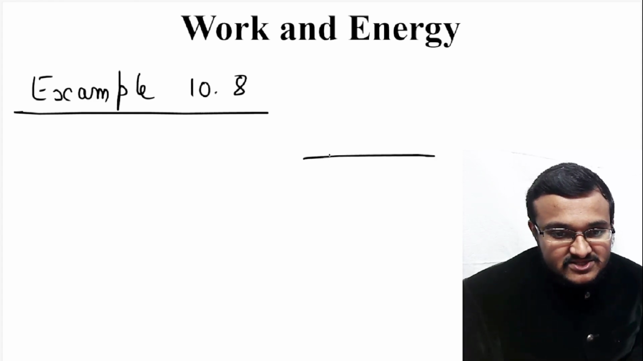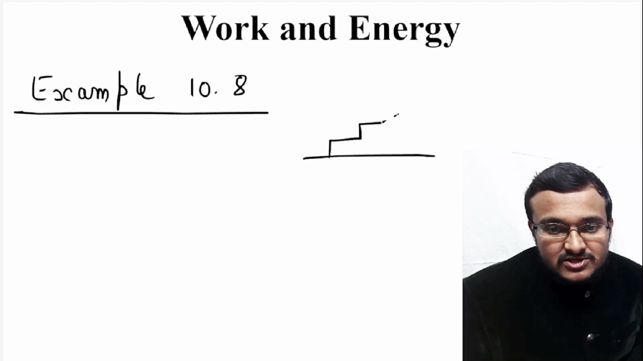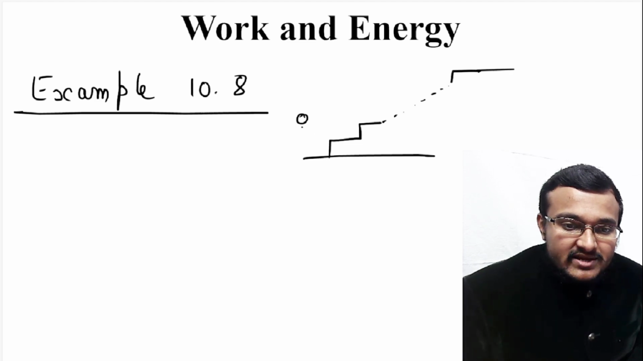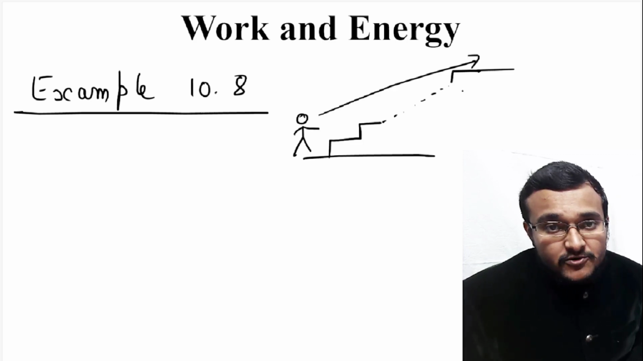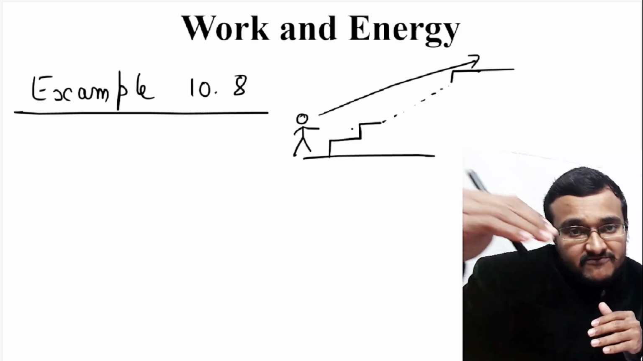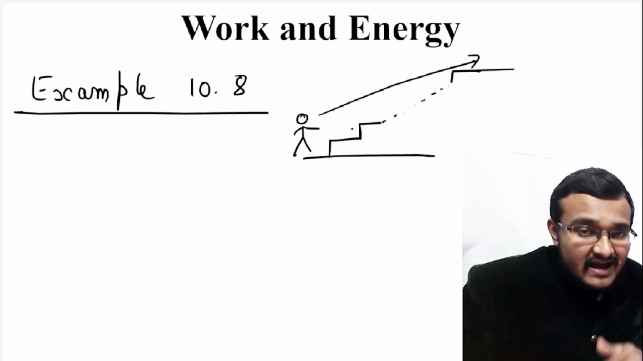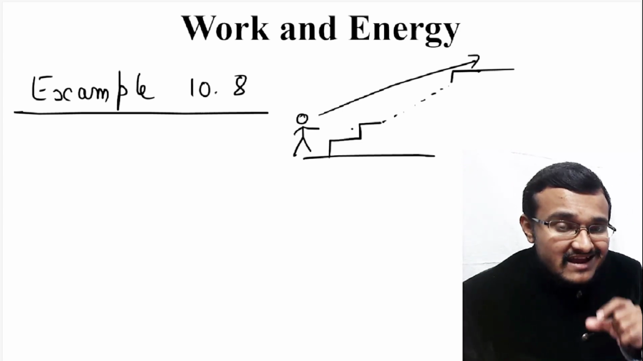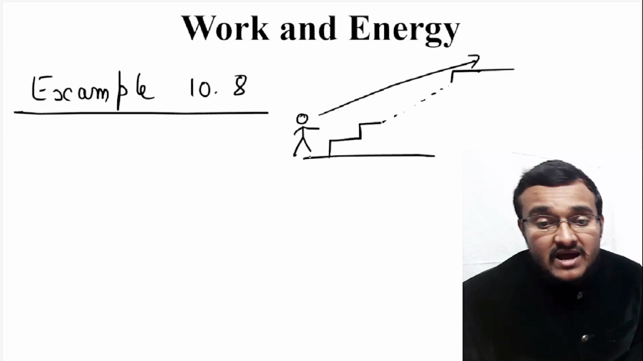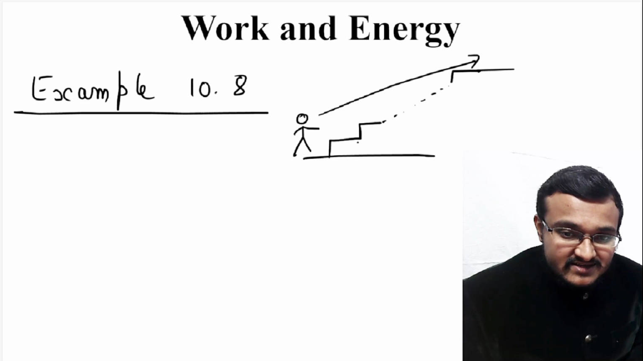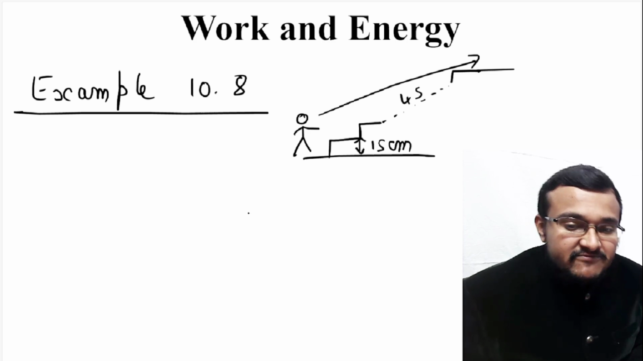Coming to example 10.8, there is a boy who climbs up a stair. There are stairs like this, in total 45 steps, and the boy takes 9 seconds to reach the top of this floor. So he has climbed 45 steps and reached a certain height. You have to calculate how much power this boy has expended, and the data given is that the height of each step is 15 centimeter.